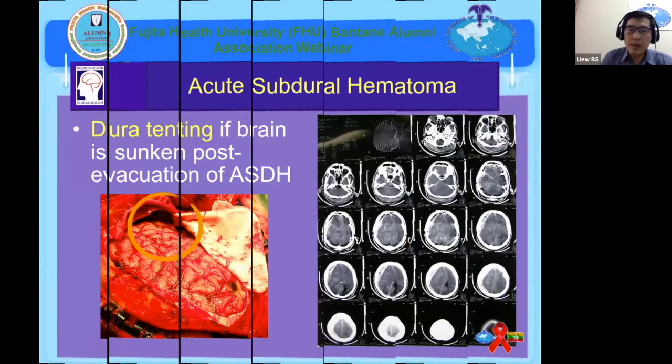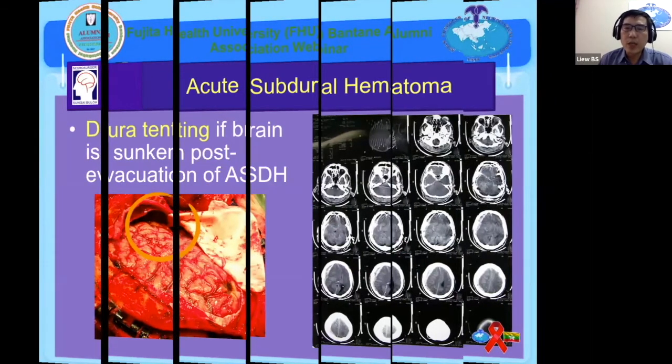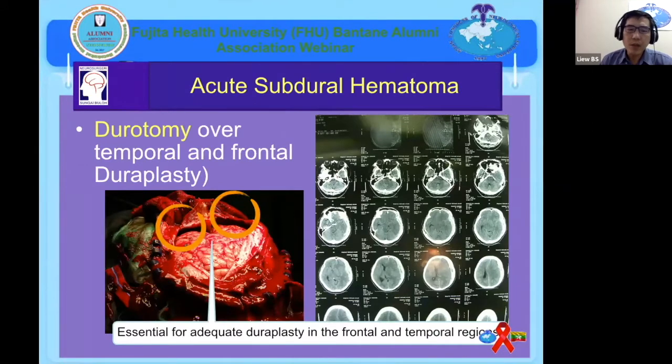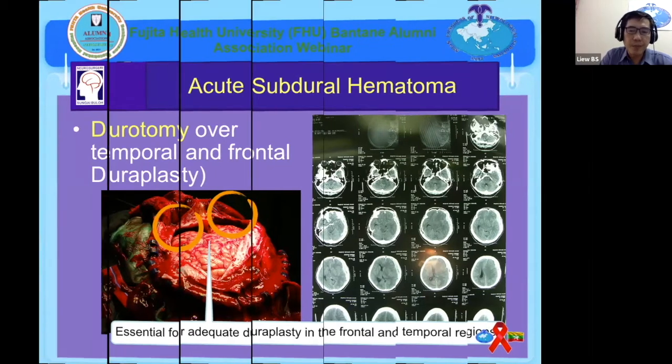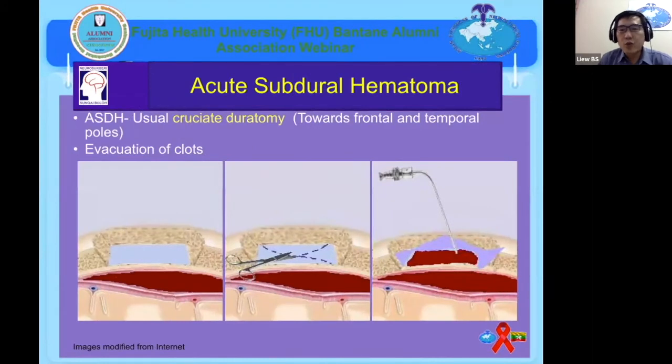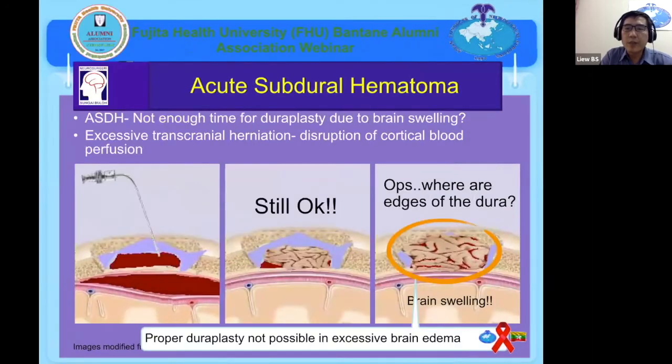And I find that in trauma surgery, frontal and temporal decompression are the most essential. So you must do a generous opening of the frontal and temporal pole and a generous fascial duraplasty in those areas rather than any other area for a proper decompression. Another thing I would like to share is to do a cruciate incision over the dura for evacuation of hematoma in trauma. Sometimes we are very lucky and have enough time, but sometimes the brain herniates too fast and we are not able to do a proper duraplasty.